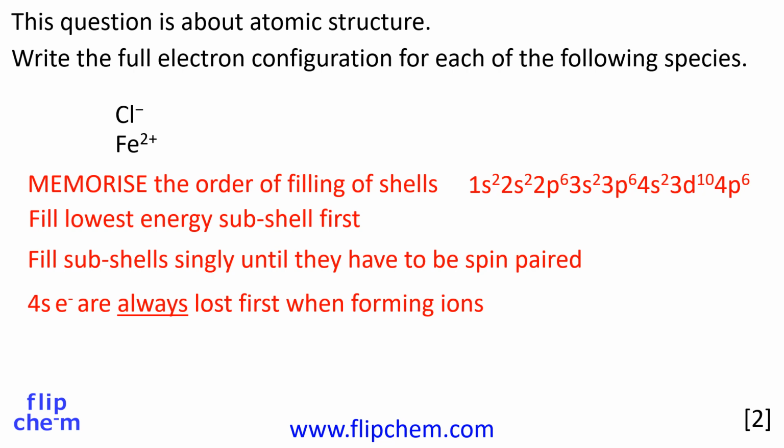Use the periodic table to find the total number of electrons in each atom. This is known as the proton number or the atomic number. For the chloride ion, we need to add an extra electron. It has a charge of -1. For the Fe2+ ion, remove 2 electrons because it has a charge of +2.